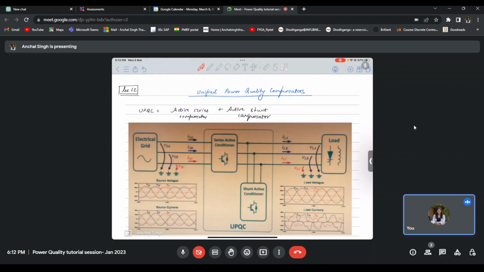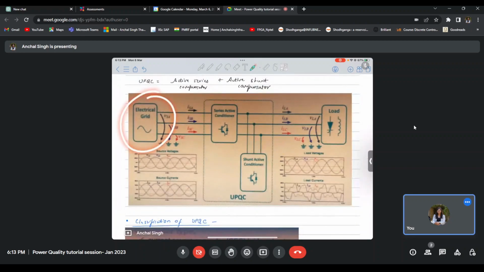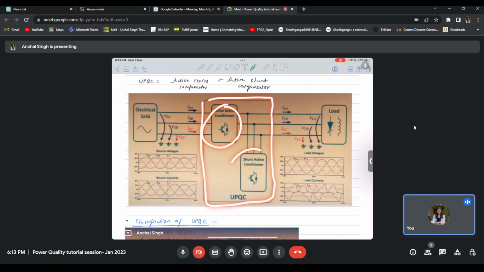UPQC, as I mentioned, is a combination of both the active series compensator and the active shunt compensator. Because it has both components, it is able to take care of both voltage power quality problems and current power quality problems. As you can see, this is a schematic diagram of UPQC. This is our traditional electrical grid, this is our electrical load, and then there is a series compensator and then a shunt compensator. Both of them connected together form the UPQC.